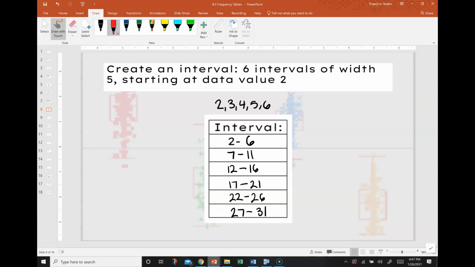Now, the important thing to note here, look at the sides. So 2 to 7 is plus 5. 7 to 12 is plus 5. 12 to 17 is plus 5. 17 to 22 is plus 5. And 22 to 27 is plus 5.